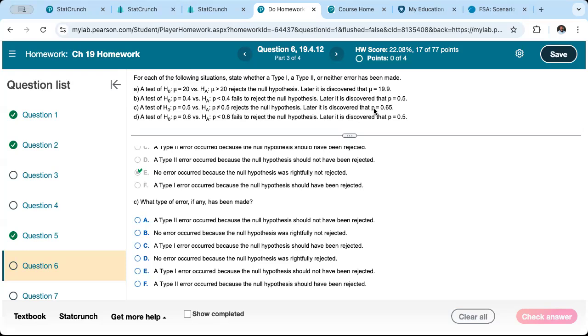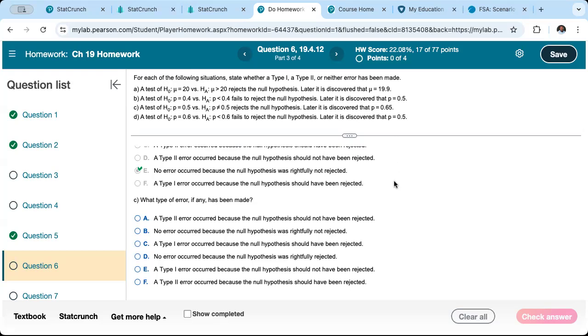Now, later, they discovered the proportion is what? 0.65. Did they make a mistake or no? They didn't make a mistake. Is that okay? Because they said that the proportion is not 0.5 and relatively it was not 0.5. So it means that the answer is between B and D. What do you think is the right answer? So no error occurred because the null hypothesis was rightfully rejected. Is that okay?